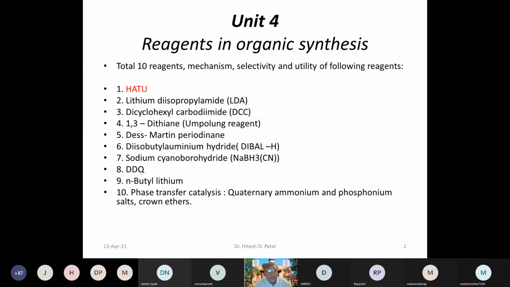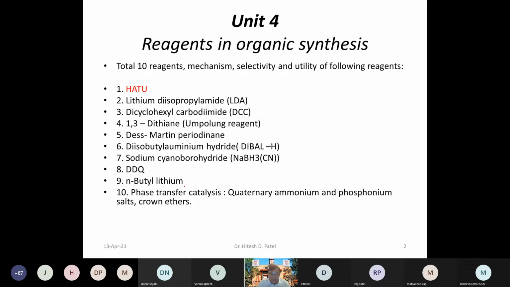Next one is DDQ. DDQ is again an oxidizing agent. Then n-BuLi, or n-butyl lithium. This is a highly used reagent in industry and in R&D centers. So this reagent we can use for alkylation reactions. We can generate the carbanion, and we can carry out many more reactions with the support of n-BuLi. Its name is n-butyl lithium. And the last one is phase transfer catalyst.